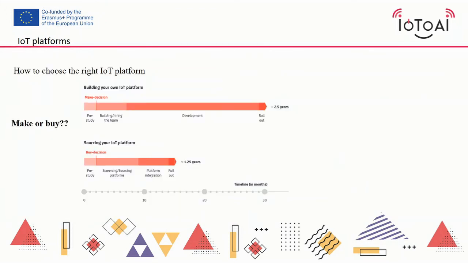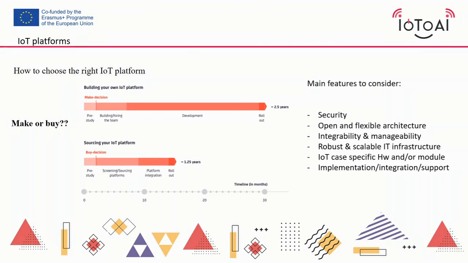How to choose the right IoT platform? Sometimes we think that it's cheaper to make our own IoT platform, and sometimes we think that it's better to buy an IoT platform. It's easier. The decision will depend on our needs and our requirements. If you have time, money, and a big software programming team, maybe you want to build your own IoT platform. But if you don't have time and you need a strong tool, maybe you should buy an IoT platform.